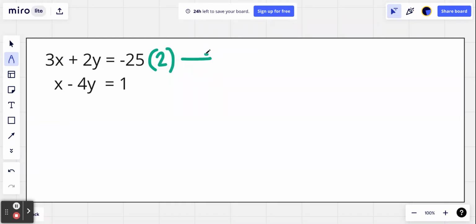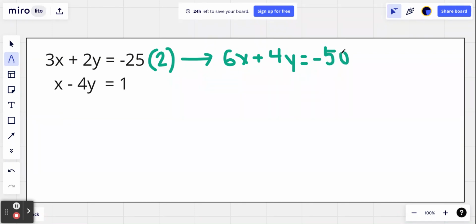So 3x times 2 is 6x. 2y times 2 is 4y. And negative 25 times 2 is negative 50.